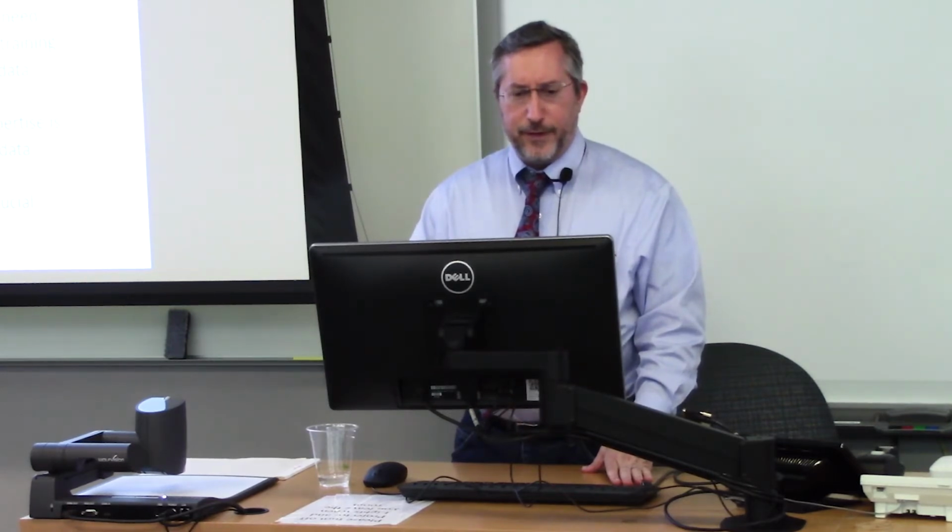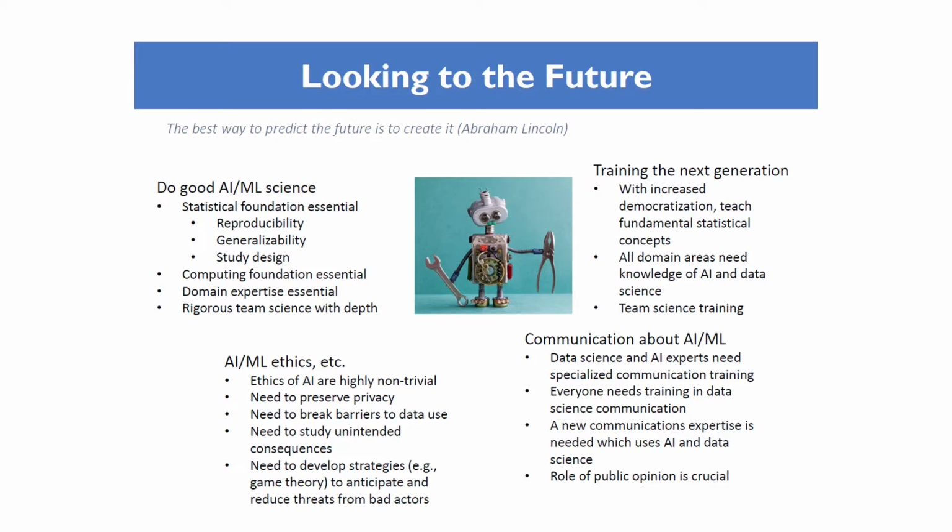So here's my thinking. We need to be able to do good AI and machine learning. The statistical foundation is essential for various reasons like we've articulated, but the computing foundation is essential. Computing expertise, there are many insights we can gain: efficiency of algorithmic computation, but also other aspects about data and working with data and images and other things. Domain expertise is essential. Rigorous team science with depth.